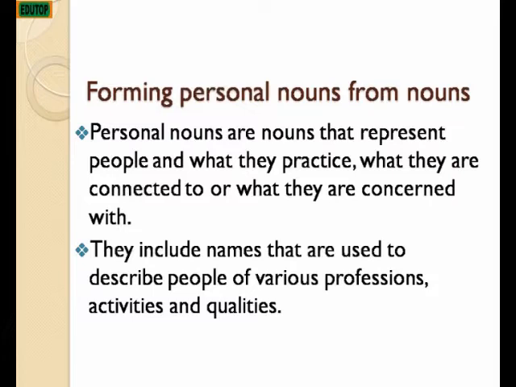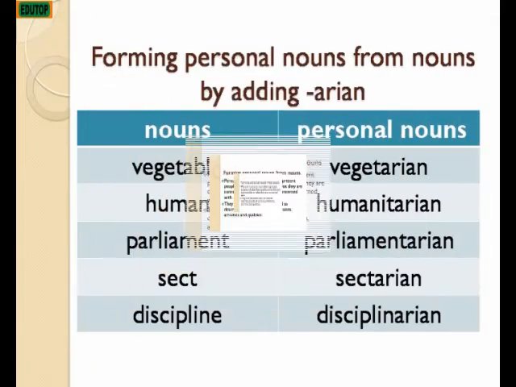Personal nouns are nouns that represent people and what they practice, what they are connected to, or what they are concerned with. They include names that are used to describe people of various professions, activities, and qualities. Let's see some of the examples, how personal nouns could be derived from nouns.